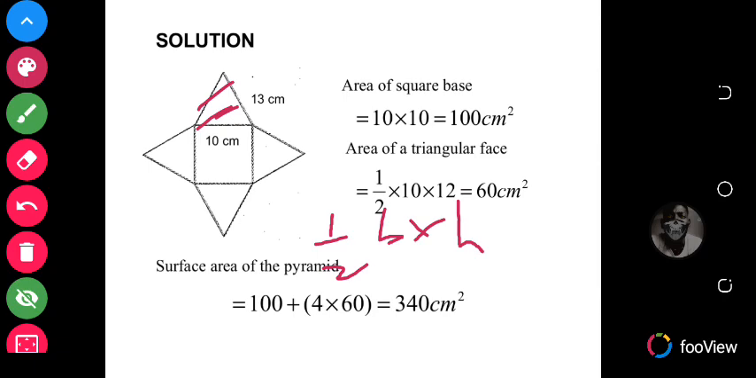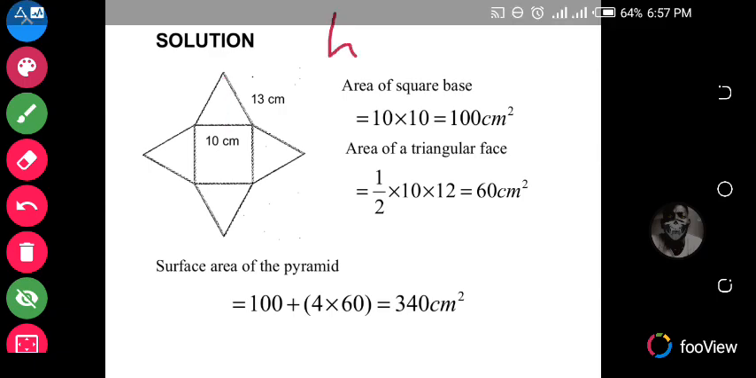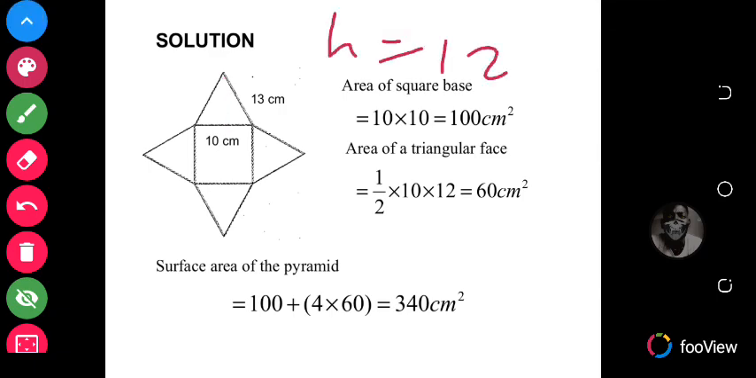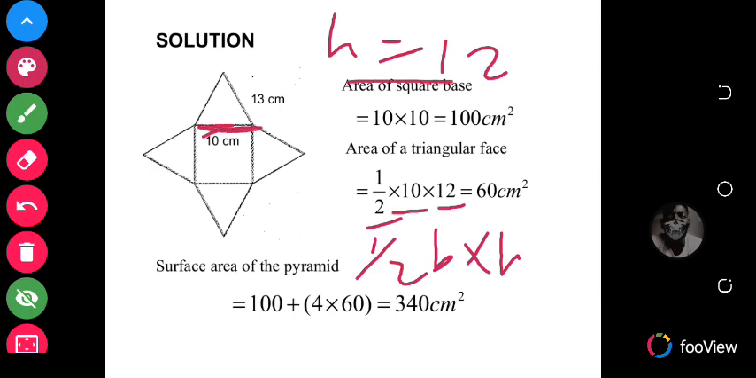Once you know the height, which will usually be given to you, you can calculate the area of the triangular face. For instance, let's say our height is 12. Then it's half times base times height. The base is 10, times the height, which has been given to us as 12. So half times 10 times 12 gives you 60.